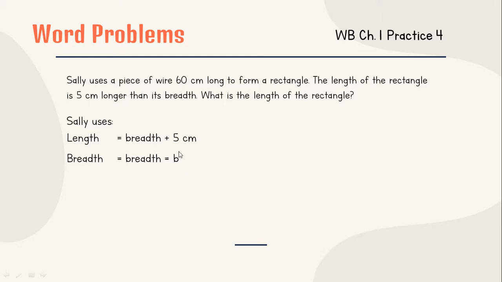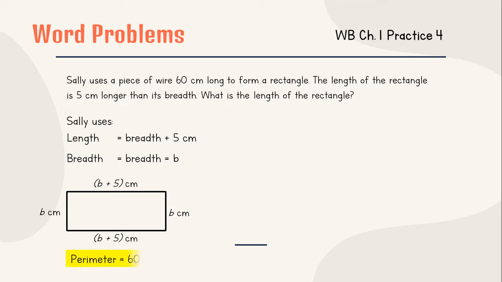Okay? After that, Sally used a piece of wire 60 cm long. It means that the perimeter, not the area. So this one, what is that? Breadth, so B centimeter. And then go for the length, B plus 5. Is this a rectangle? Nope. You need one more. B centimeter. B plus 5 centimeter. So actually, a piece of wire 60 centimeter long is the perimeter. For all of these will be 60 centimeter.